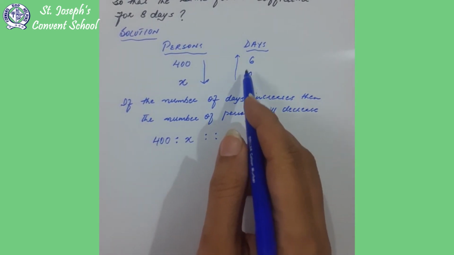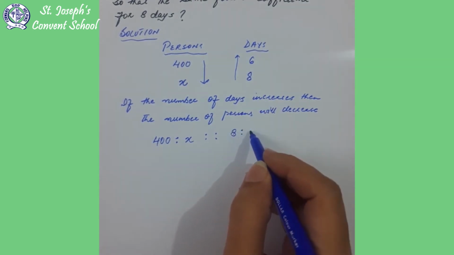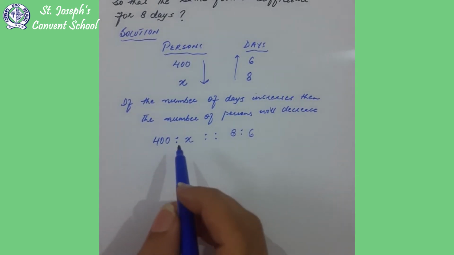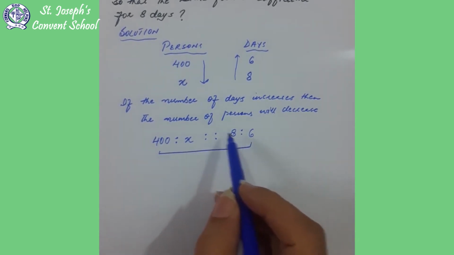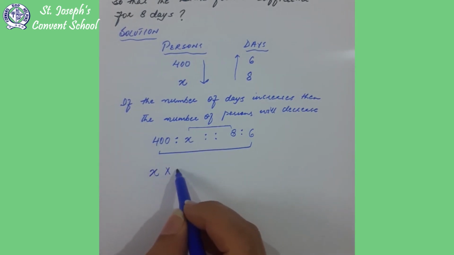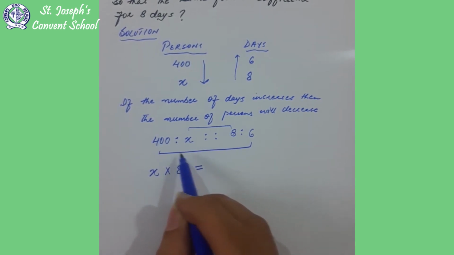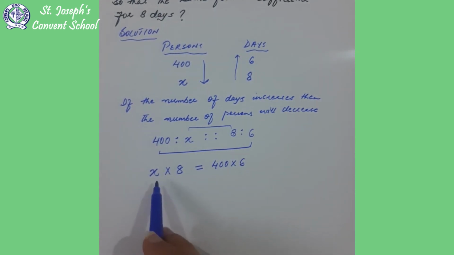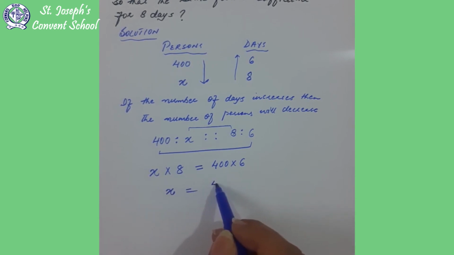Again start from this tail. 8 is to X. 8 is to 6. Okay. 8 is to 6. Now same formula, product of extreme values equals to product of mean values. So X is with mean, we'll write X here. X is to X into 8. Product of mean values equals to product of extreme values, 400 into 6. X is unknown, so X will remain here. 8 is multiplying, so you will divide. So X equals to 400 into 6 divided by 8. So you can divide, you will get answer X is 300.